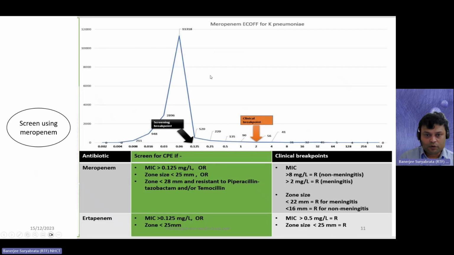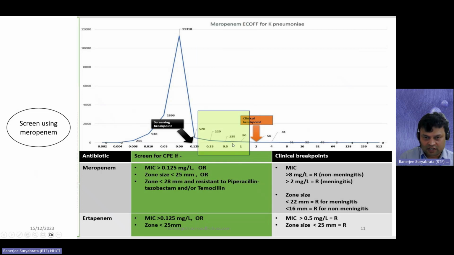It is important to remember that the clinical breakpoint for meropenem is much higher than the screening breakpoint for meropenem. This is for Klebsiella pneumoniae. The clinical breakpoint is 2 for meropenem, so anything at or below 2 is sensitive, anything above 2 is resistant. But that is for meningitis, of course. For non-meningitis, it's even higher, like 8 here. Now, if you are screening for carbapenemase, the breakpoint is 0.125.